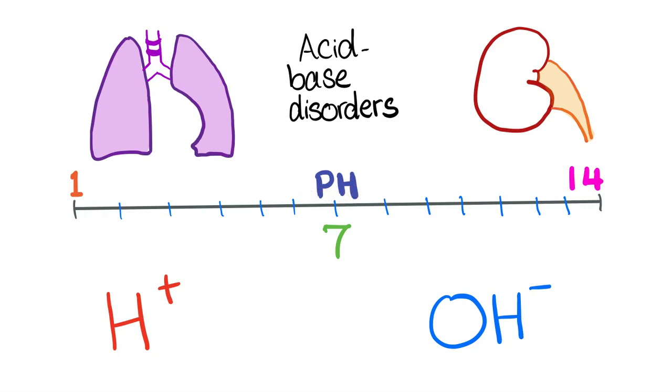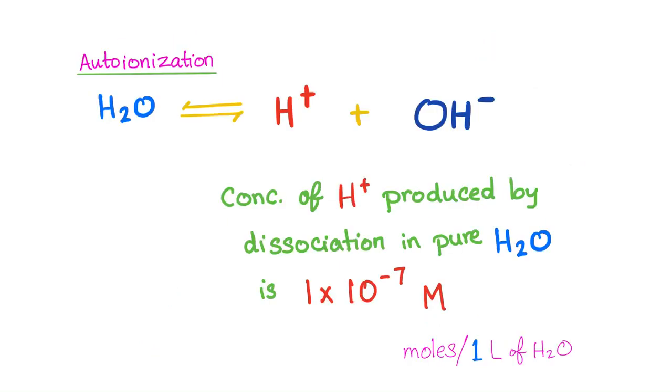What is the pH, potential of hydrogen? And what's the hydrogen ion? What's the hydroxyl ion? We will know. So, auto-ionization of water. Water ionizes into the hydrogen ion and the hydroxyl ion. Perfect. The concentration of hydrogen ion produced by dissociation in pure water is 1 times 10 power negative 7 moles per 1 liter of water.